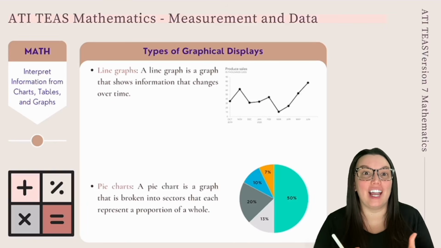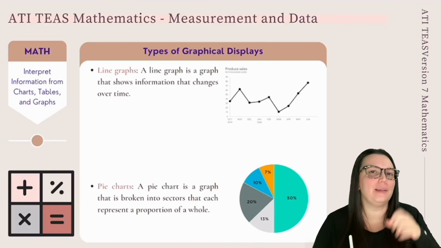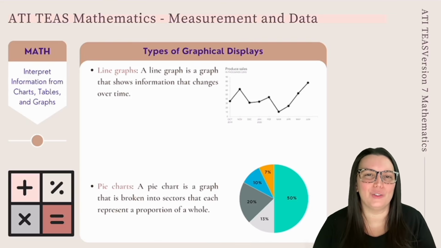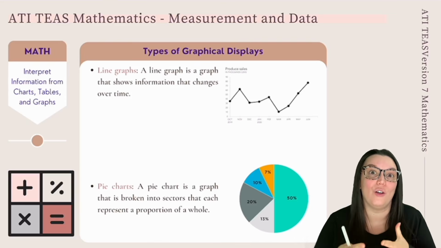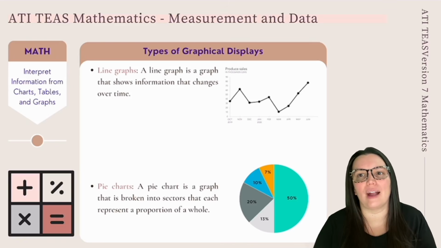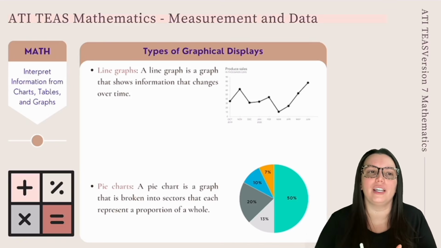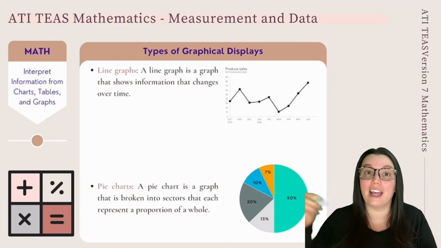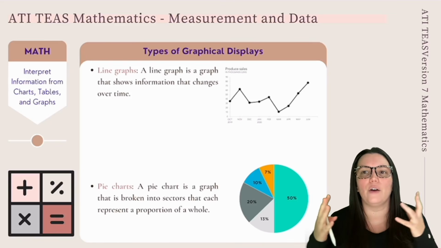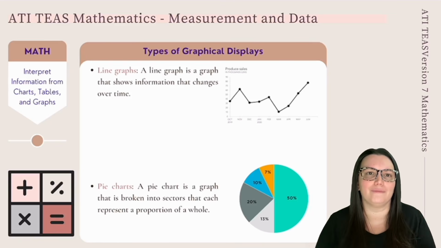Next, we have line graphs. Line graphs tend to be what everybody finds most appealing because it's something we use all the time. Line graphs show information that changes over time, right? As you can see in the example, we have ups, we have downs, we have big ups, right? That is how information changes over time.